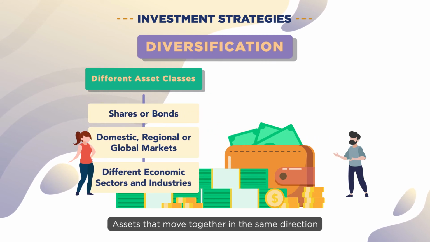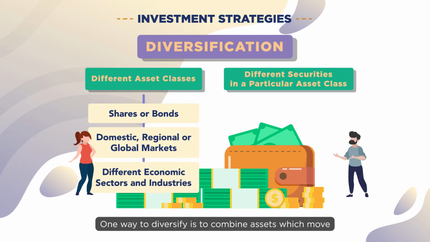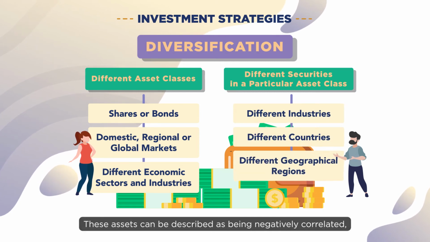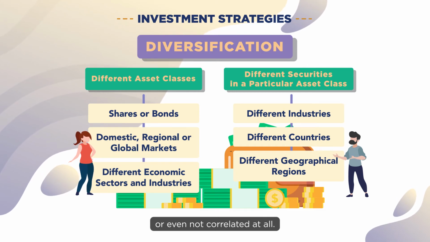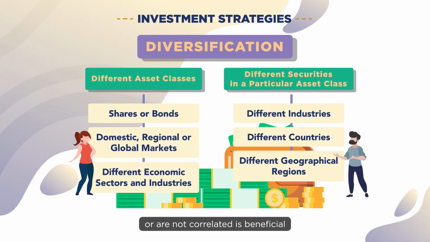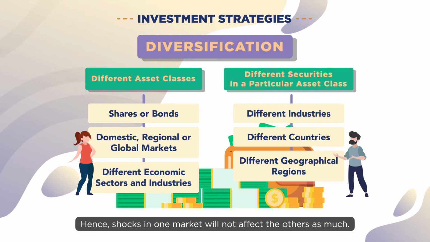Assets that move together in the same direction are said to be positively correlated. One way to diversify is to combine assets which move randomly or in opposite directions. These assets can be described as being negatively correlated or even not correlated at all. Thus, investing in assets that have low correlation or are not correlated is beneficial because they are not impacted by the same market trends. Hence, shocks in one market will not affect the others as much.